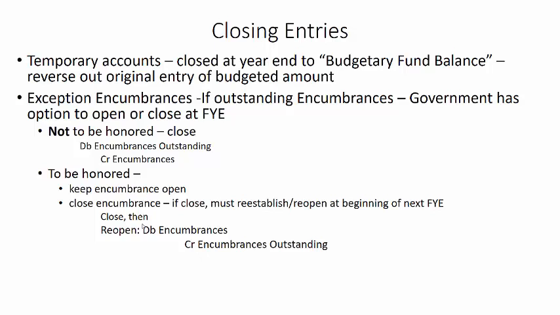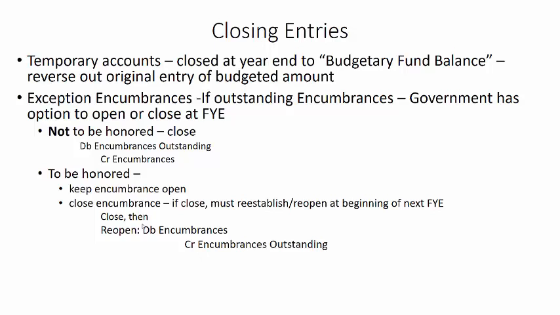Last thing I want to cover here is closing entries. When we close our entries, we're doing it for a particular year end, and we will close the temporary accounts. All of these budgetary accounts that we've been talking about, estimated revenues, estimated other financing sources, estimated other financing uses, etc., all of those have to be closed out, with the exception of encumbrances. Depending on how the particular government that you're dealing with deals with encumbrances, we have a couple of options.